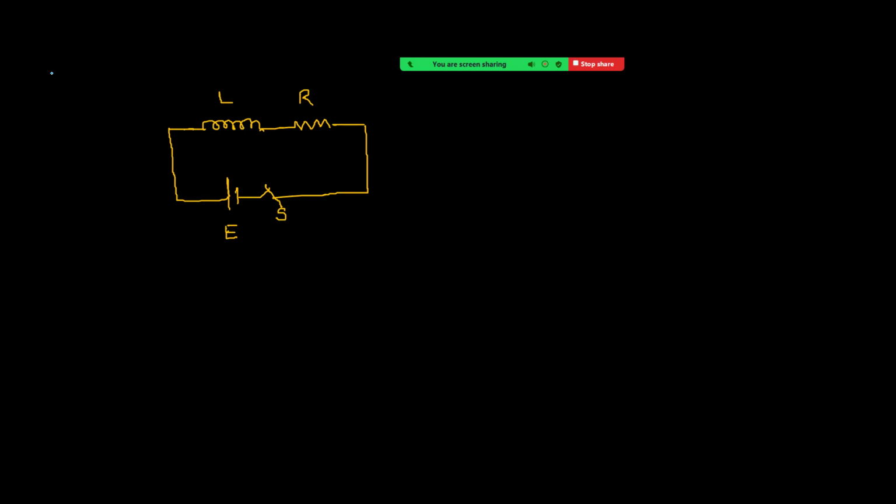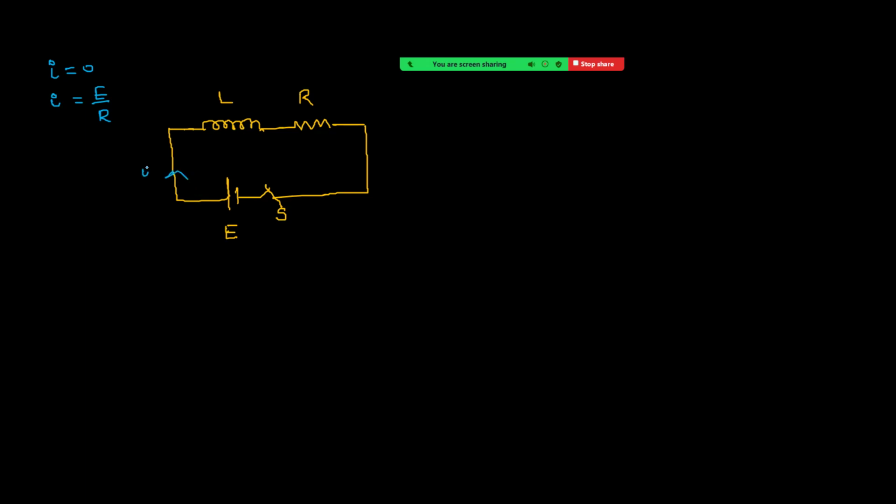So initially it is zero. Finally, after a long time, it becomes E by R. But to reach this value, it takes some time because of its property of inductance. That's why we want to see now current as a function of time. Now see what we can do.